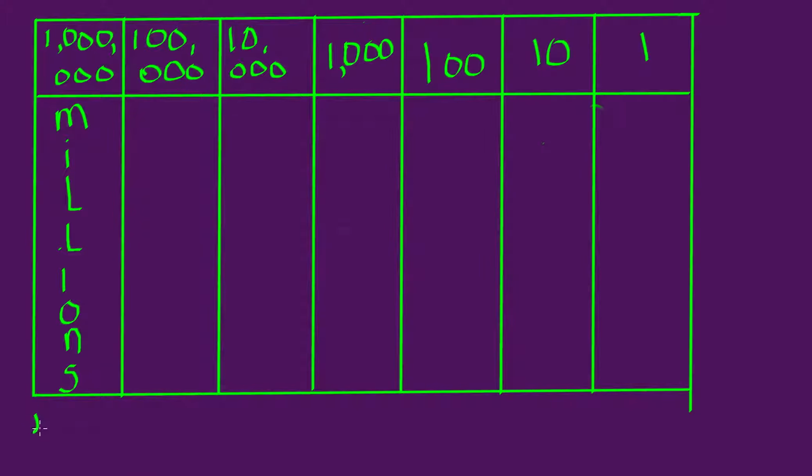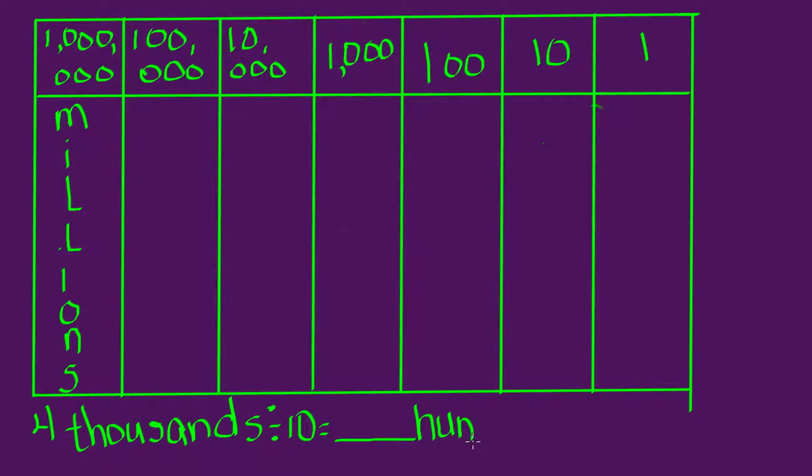So it is 4,000, actually thousands, so they're writing it in unit form, divided by 10 equals how many thousands or hundreds? And then it says divided by 10 equals standard form.